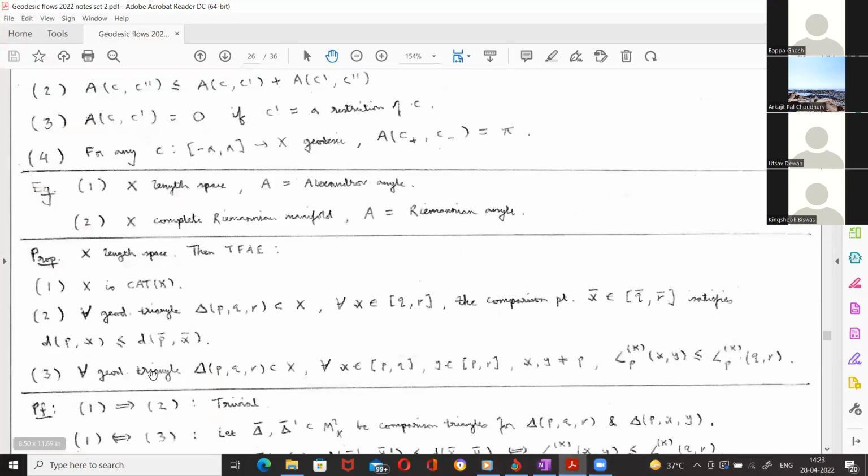And 3 is the fact that if I take this triangle PQR in X, and I take X in PQ and Y in PR, where XY are not equal to P, then the comparison angle in the space of curvature kappa in M2 kappa between xy is less than or equal to the angle between QR in M2 kappa. Okay.